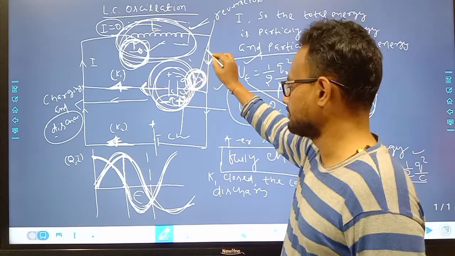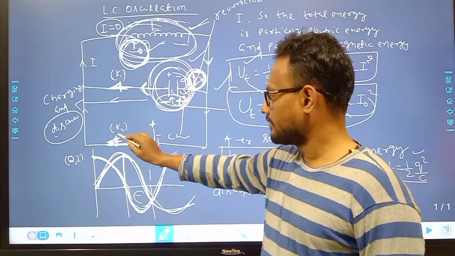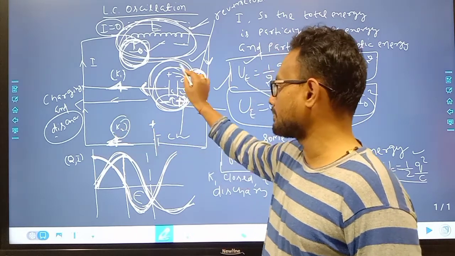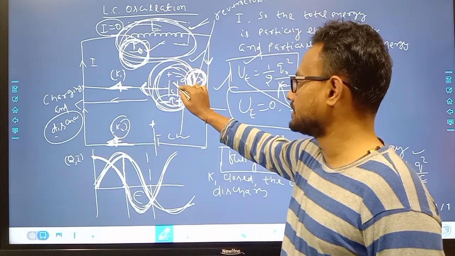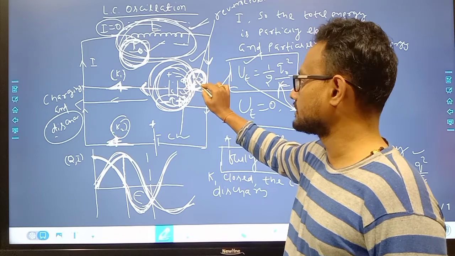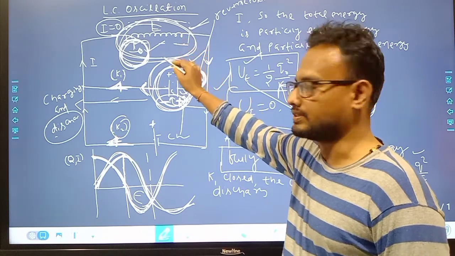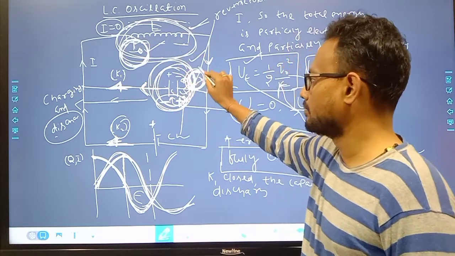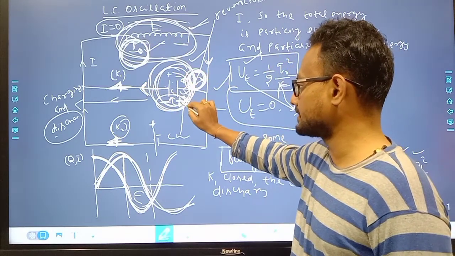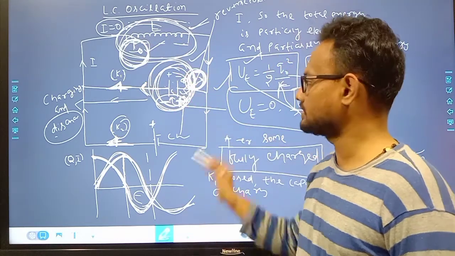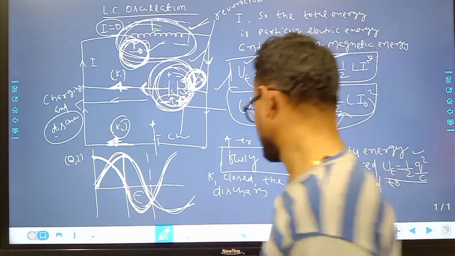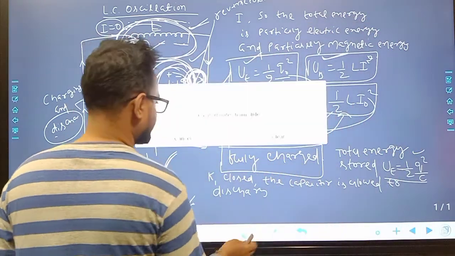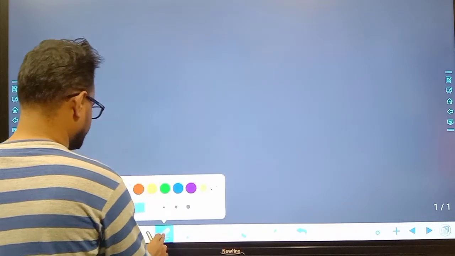This is the diagram. So this is the inductor. At first, when K2 is closed, the capacitor is fully charged. The total charge is equal to Q, but the circuit current is equal to 0. When K1 is closed, current flows in the circuit, but the polarity of the capacitor is reversed. So that is all about LC oscillation. Okay. So now we will go to transformer.